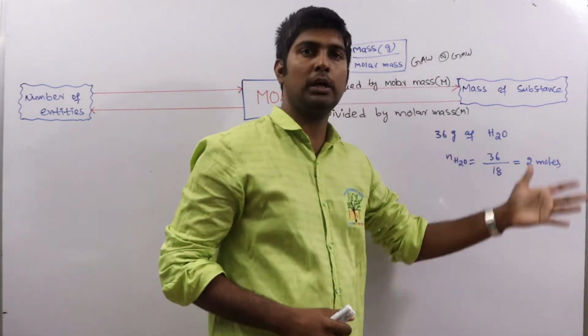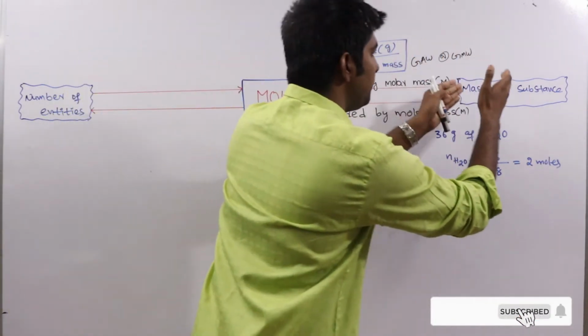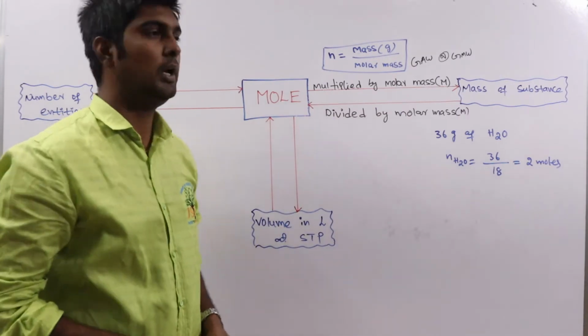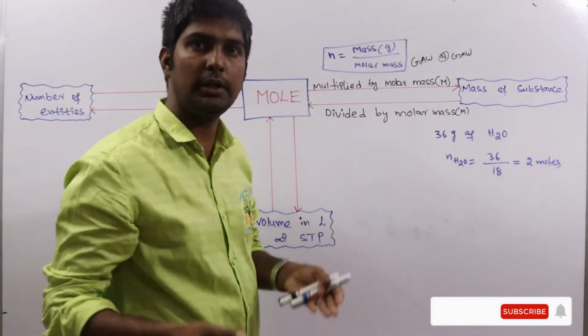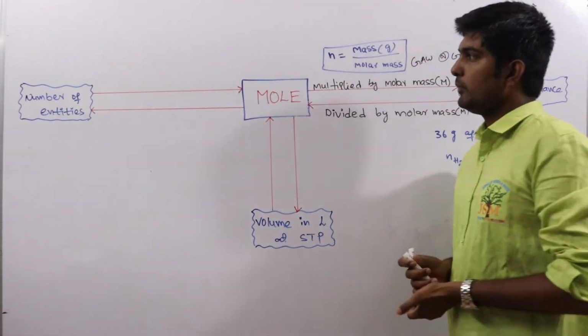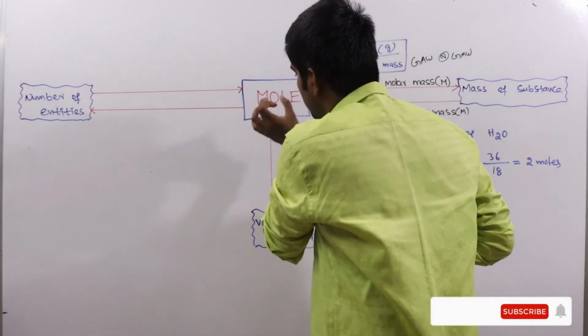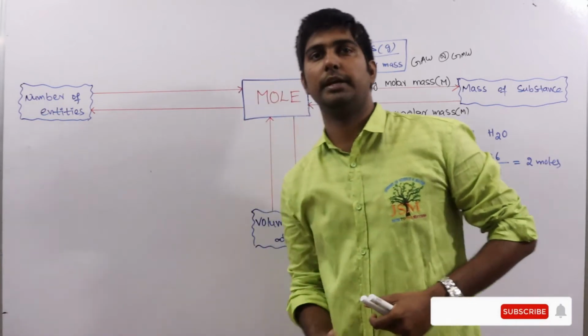So 2 into 18, 36, like this. Okay, so they will give the number of moles and ask you to find the mass of the substance, or they will give the mass of the substance and ask you to find how many moles are present in that substance.